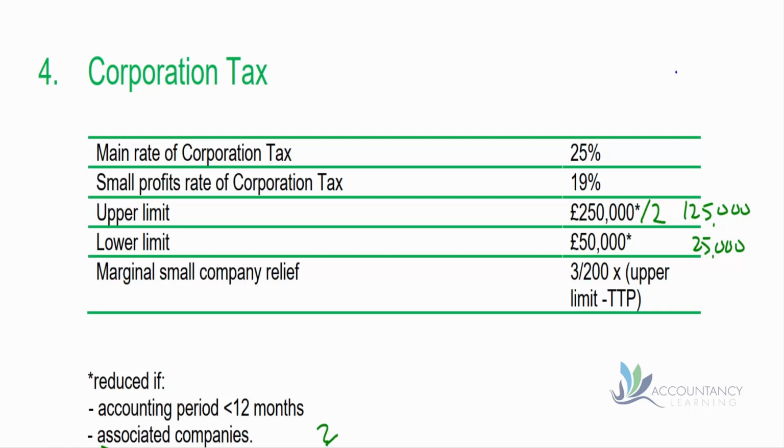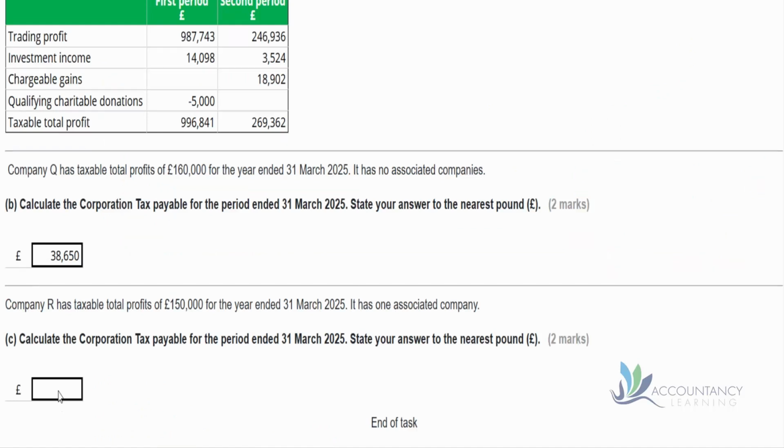Now what's our profit in this case? The question tells us that we have a profit of 150,000, which is above the upper limit. So that means we simply apply the 25%. We don't have to have any marginal relief now, as we're not in between the 2. So 150,000 times 25% gives us corporation tax of 37,500. And that's the answer we can put into our box in the exam software.